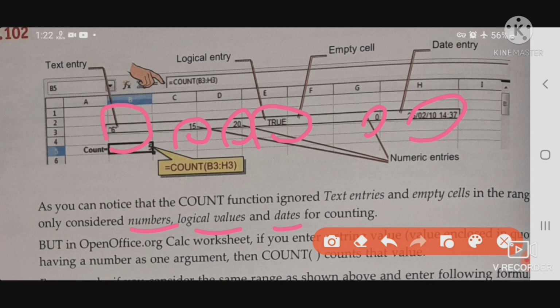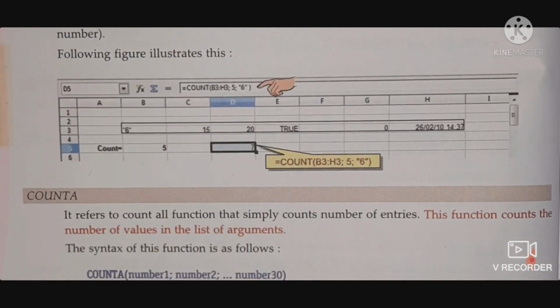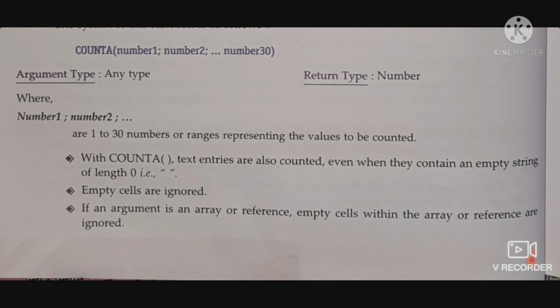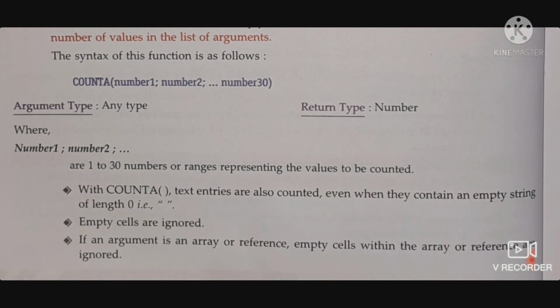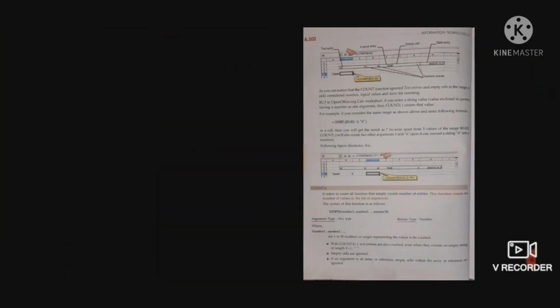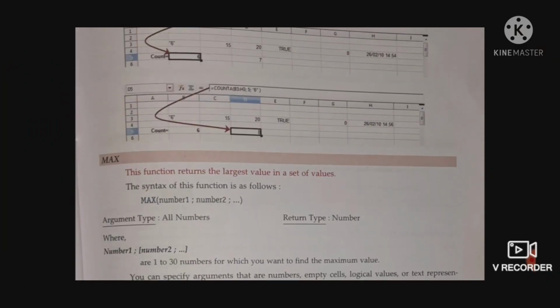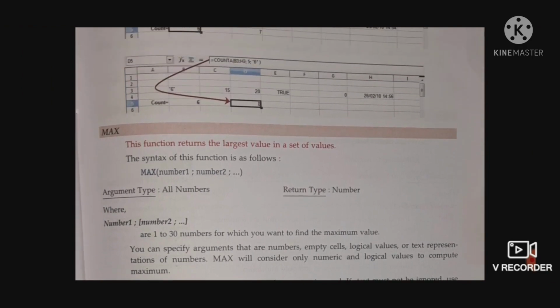Now suppose this 6 remains; let me show you how this 6 is. 6 is in double inverted commas. The computer takes it as a text entry. So the count function is only for numbers, logical values and dates. It will not count it. If you want this 6 inside double inverted commas counted, you will have to use COUNTA. In COUNTA, you can see here, count and COUNTA are the same, but the difference is that COUNTA also counts text entries which are written inside double inverted commas. Then it will give the answer as 6.